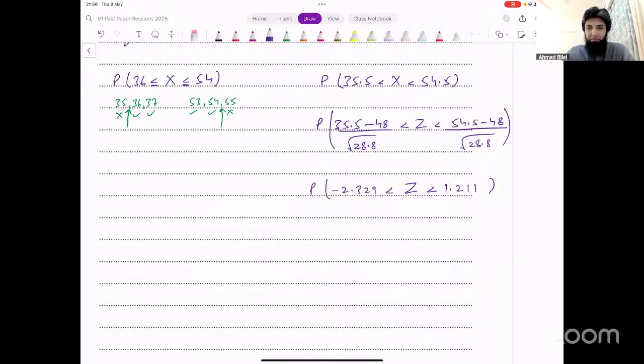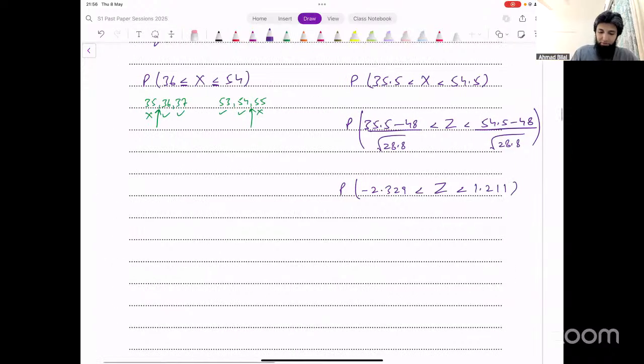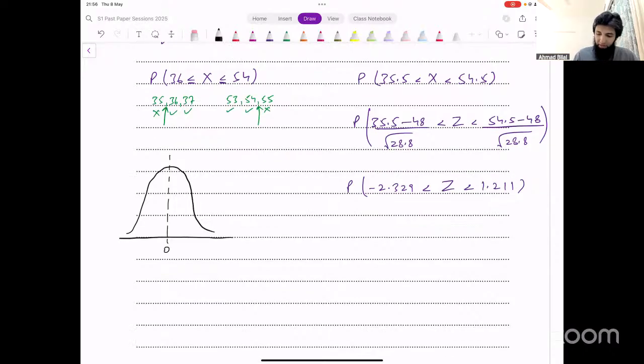Now, how do you find this area? That's the question. Think of the normal distribution curve and figure out how you can find this area. Let's say this is the normal distribution curve that we've got. We would have the mean in the middle. That's 0. Minus 2.329, that's on the left side. And 1.211, that's on the right side. We are interested in this area between these two numbers, right? That's what you want to find out.